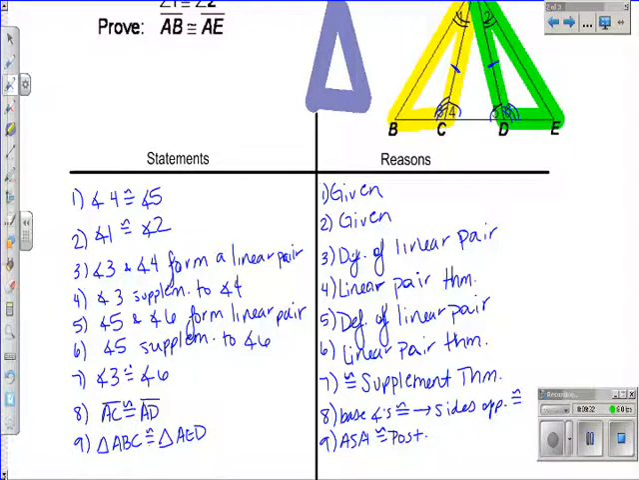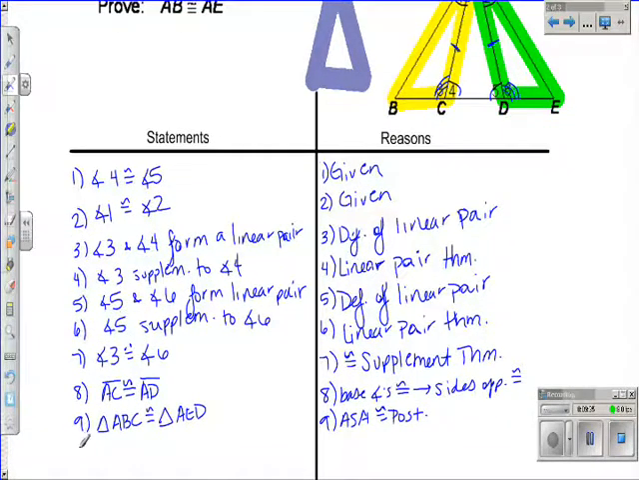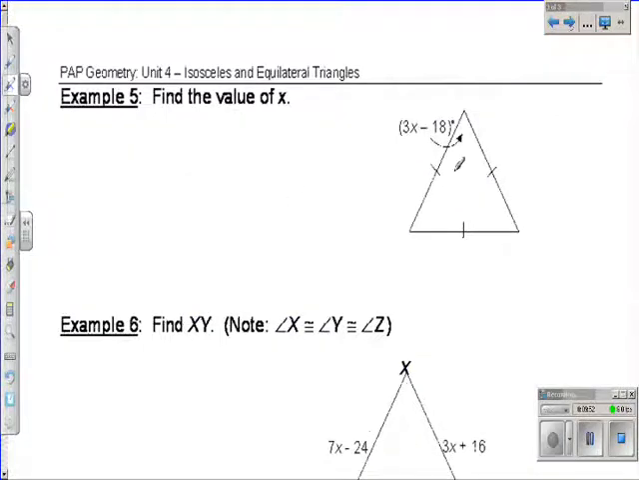If the triangles are congruent, now we can go ahead and state our proof statement: AB is congruent to AE because corresponding parts of congruent triangles are congruent, or CPCTC. From here, if you want to find the value of x on this one, we're going to be talking about equilateral triangles. In an equilateral triangle, all side lengths are congruent and all angles are 60 degrees. Equilateral and equiangular always go hand in hand.